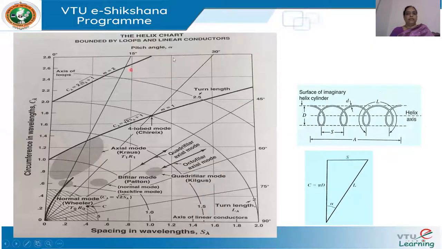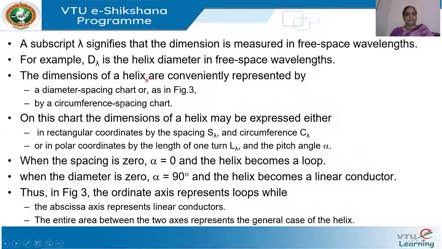So we are talking about the helix chart. Now this helix chart is nothing but a diameter spacing chart, or a circumference spacing chart. And here all these, the helix diameter, the circumference, the turn spacing S lambda, are expressed in terms of the wavelengths.